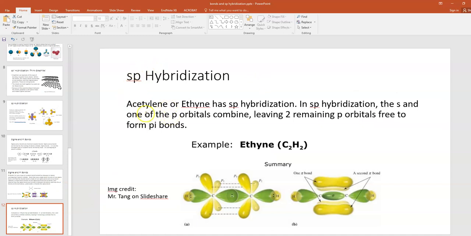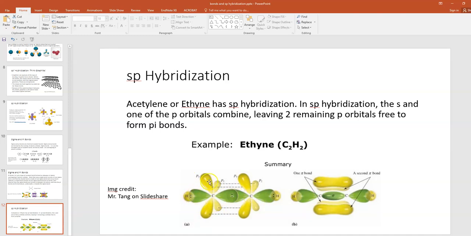Now you can also have sp hybridization going on, let's look at acetylene. Okay, so in sp hybridization, remember, you've got your s and one of the p orbitals combining, forming the sp hybrid orbital, leaving 2 remaining p orbitals that are free to form those pi bonds. Okay, so here is acetylene, right? And you have in this a triple bond between the 2 carbon atoms. Now that's formed by a sigma bond, that's the head-on bond between the 2 carbon atoms. That's pictured in green here.